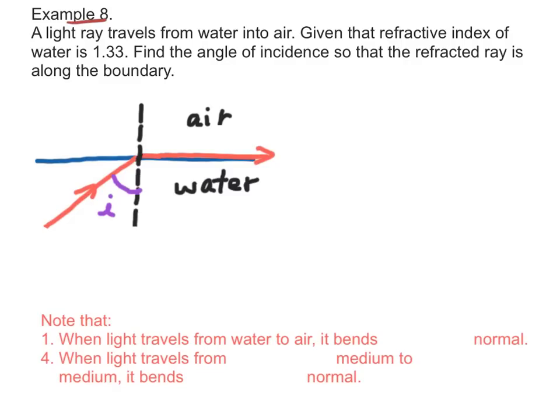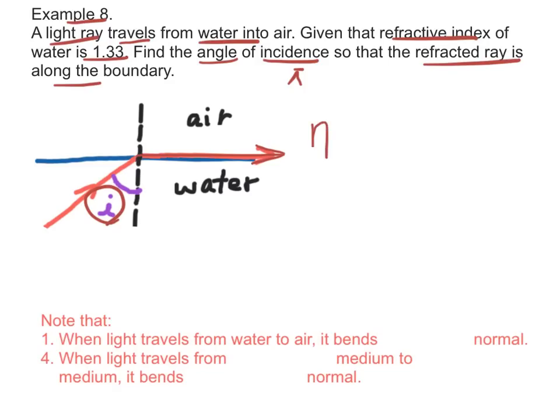Example 8. A light wave travels from water into air as shown. Given that refractive index of water is 1.33. Find the angle of incidence, I, so that the refracted wave is along the boundary.